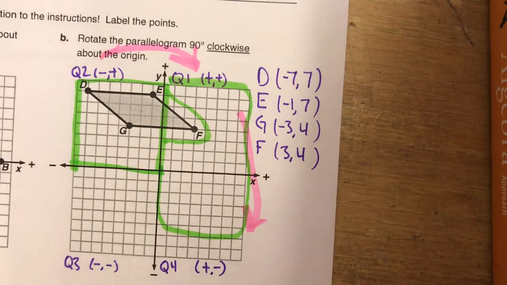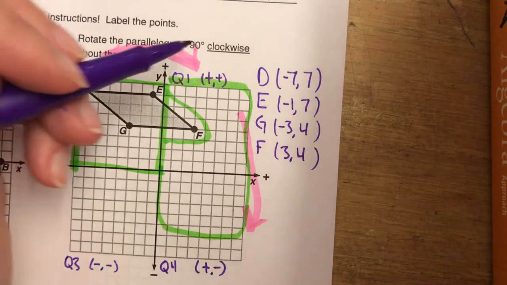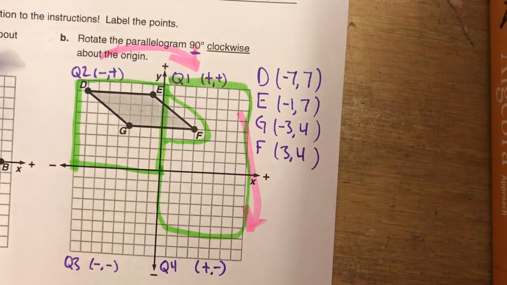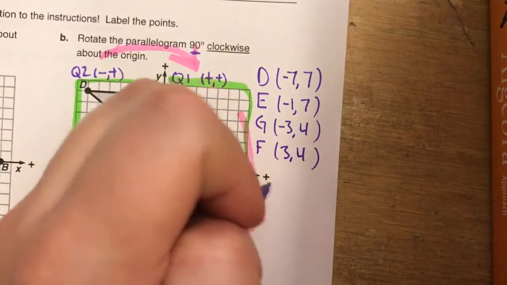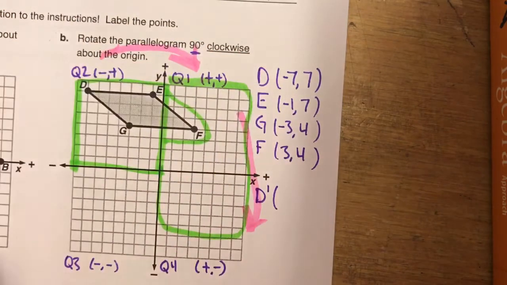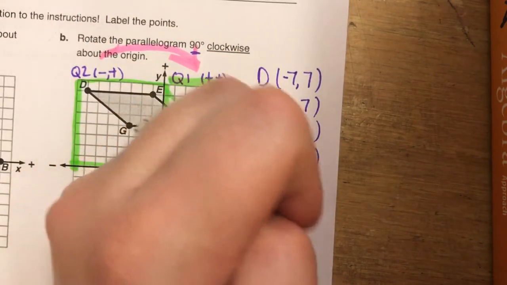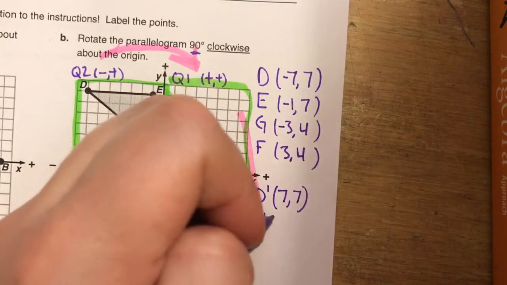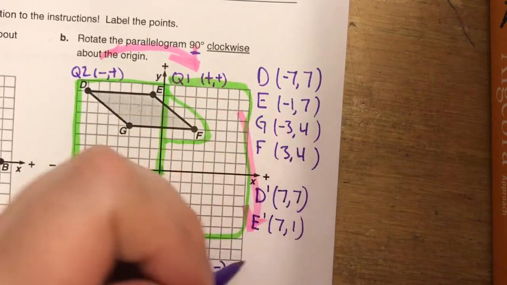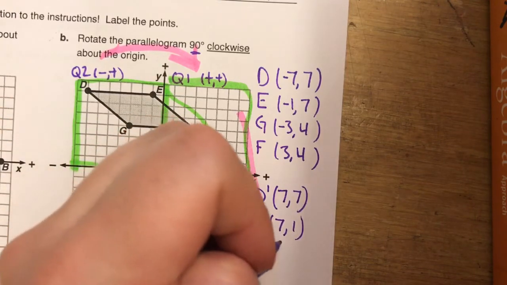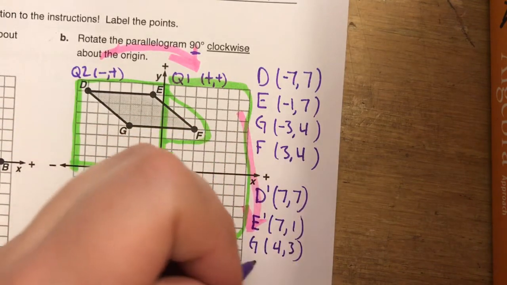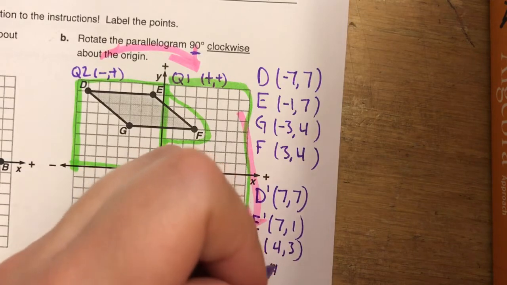So the first thing I know I need to do is, since I'm only going 90 degrees, I need to rewrite the ordered pairs, but I need to switch X and Y. So I'm going to go ahead and do that. So I have D prime, and I'm only going to switch the numbers right now, so 7 and 7. E, and I'm only going to switch the numbers 7 and 1. Worry about the signs later. G, I got 4 and 3. And F, I got 4 and 3 also.